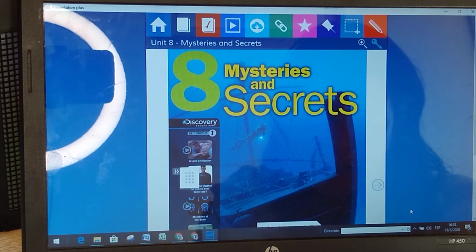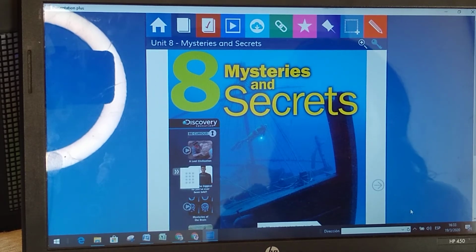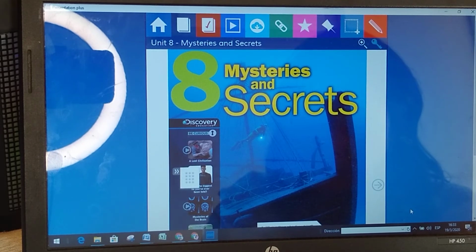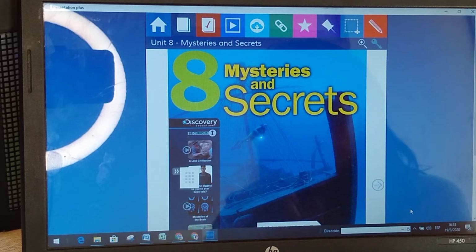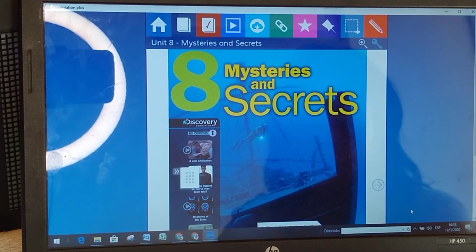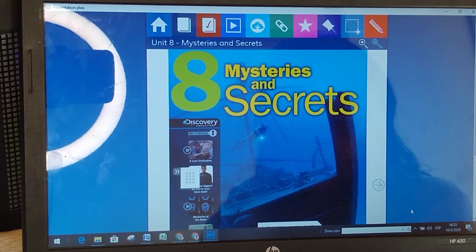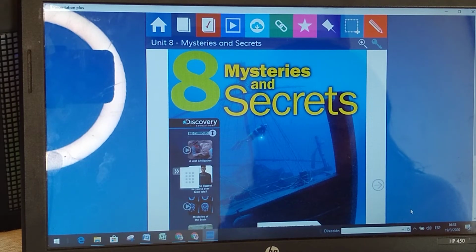So let's take a look at some example sentences. For example, you say, I can't tell you where the end of school party will be held because it's a secret. That would be an example of a secret. Or you can say, my cat disappeared a year ago. What happened to her is a mystery. In that case, it's something that we don't know.